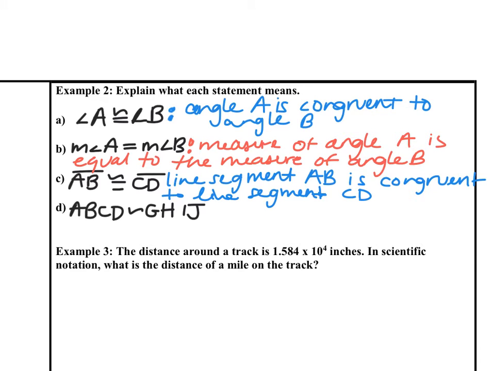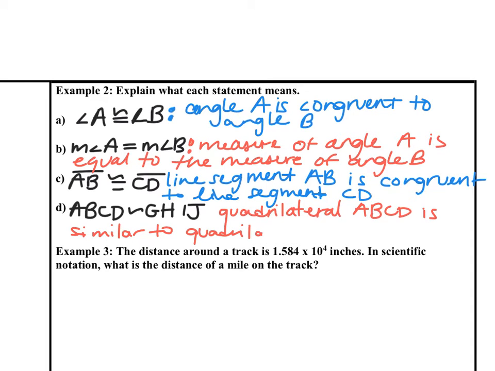The last is that one squiggly line, which means similar. So this is actually a quadrilateral because it has 1, 2, 3, 4 points. So quadrilateral A, B, C, D is similar to quadrilateral G, H, I, J.